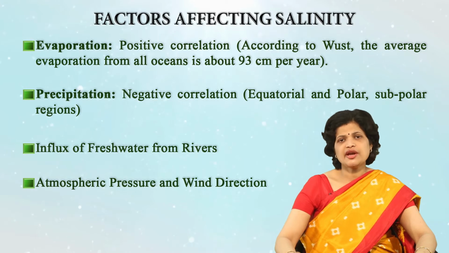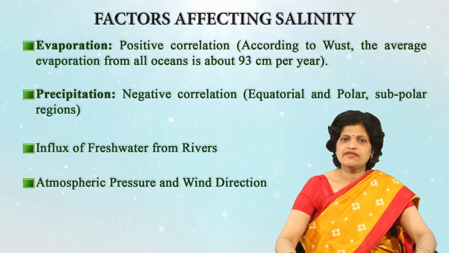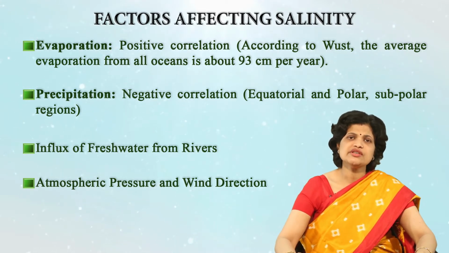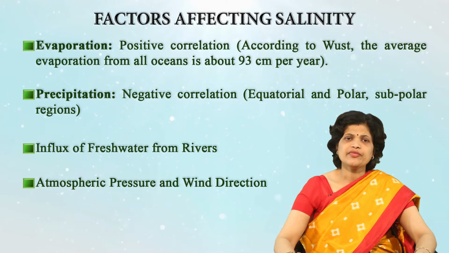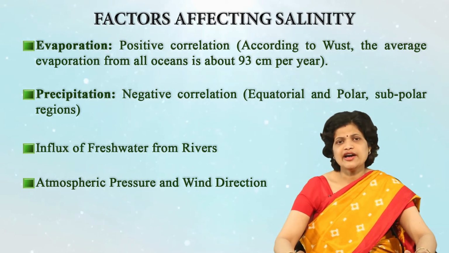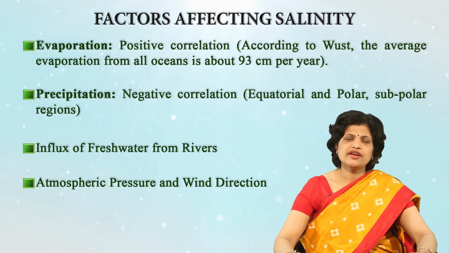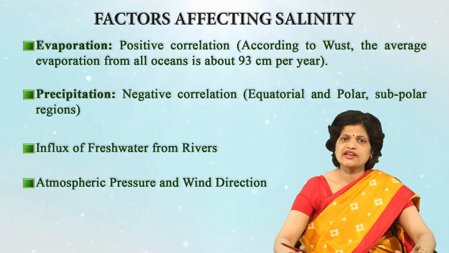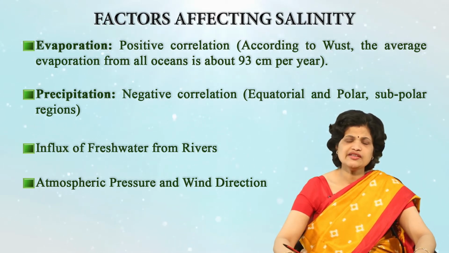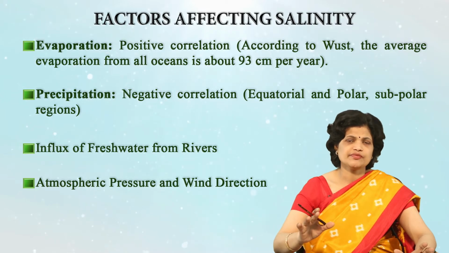Now, atmospheric pressure and wind direction also affect the salinity of the oceans. Let me explain atmospheric pressure first. In subtropical high pressure regions, where there are calm, anticyclonic conditions prevailing, salinity will increase.